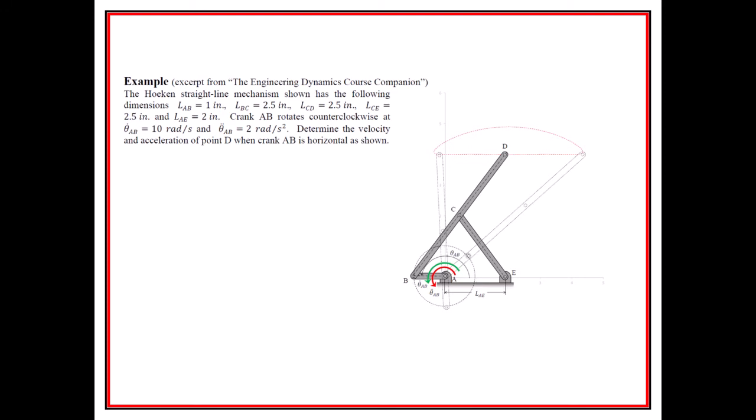And this is a Hoeken straight line mechanism, and in the position that I've shown here, the crank is in line with the ground, and so the point D is along the straight line part right there. I've given the crank an angular velocity of 10 radians per second and an angular acceleration of 2 radians per second squared. And we want to find the velocity and acceleration of point D. I consider this a really practical problem.